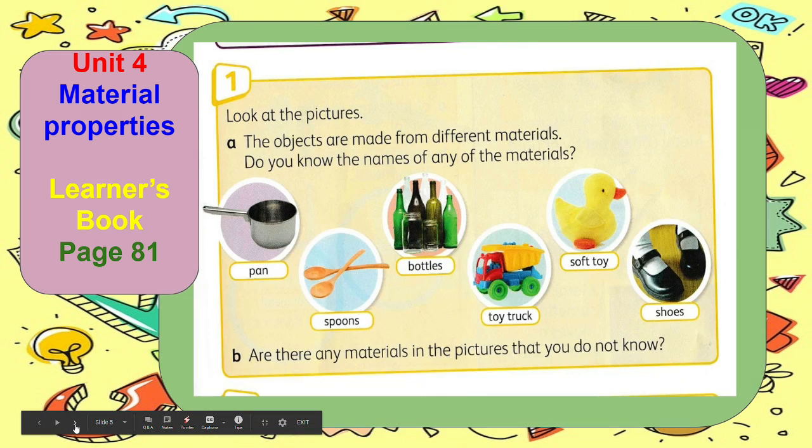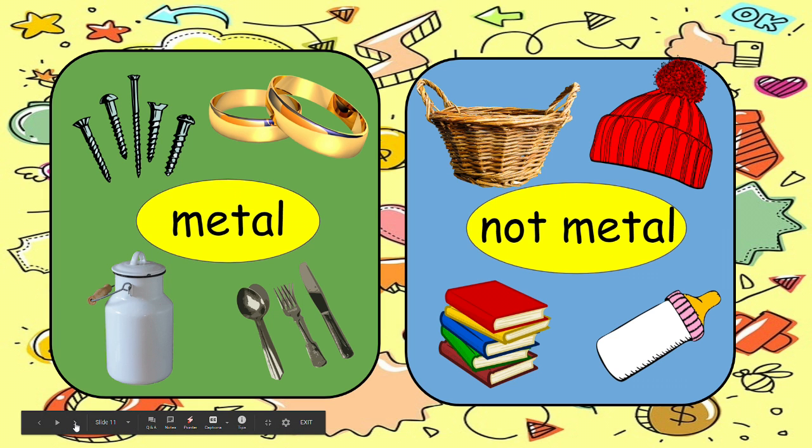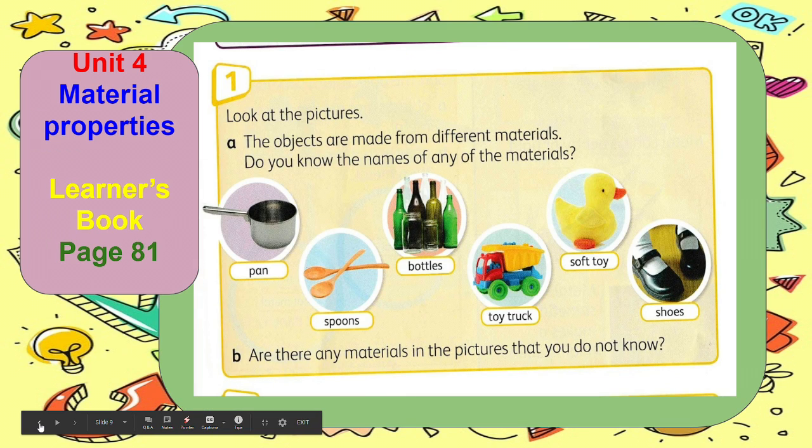Okay, this time you will work with your partner, or say your mom or your sister or your brother. Just look around your house. Find objects made from these materials: metal, wood, glass, plastic, fabric, and leather. Then write the name of the material that each object is made from. Remember, using your sense of sight and sense of touch will help you to find objects made from these materials.